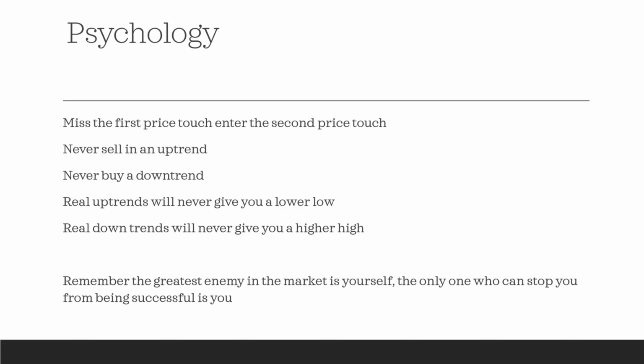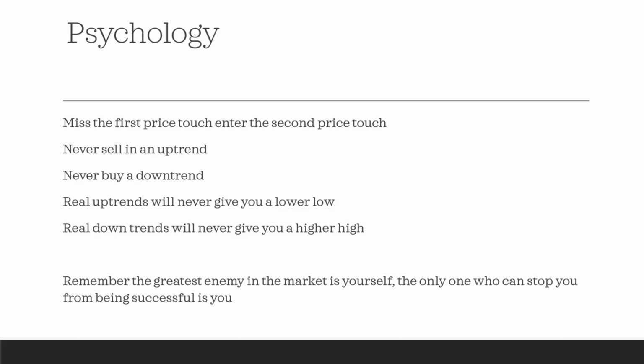Never buy a downtrend. In a downtrend, you should really be only looking for sales. That means you're supposed to be selling at lower highs. So the highest point in a downtrend is where you need to be selling. Don't be buying just because you see all these bullish candles, unless you get a flat confirmation that tells you to buy and that the trend is changing. Otherwise, I would not buy a downtrend. I would not sell an uptrend. A real uptrend, like I said earlier, will never give you a lower low, and a real downtrend will never give you a higher high.